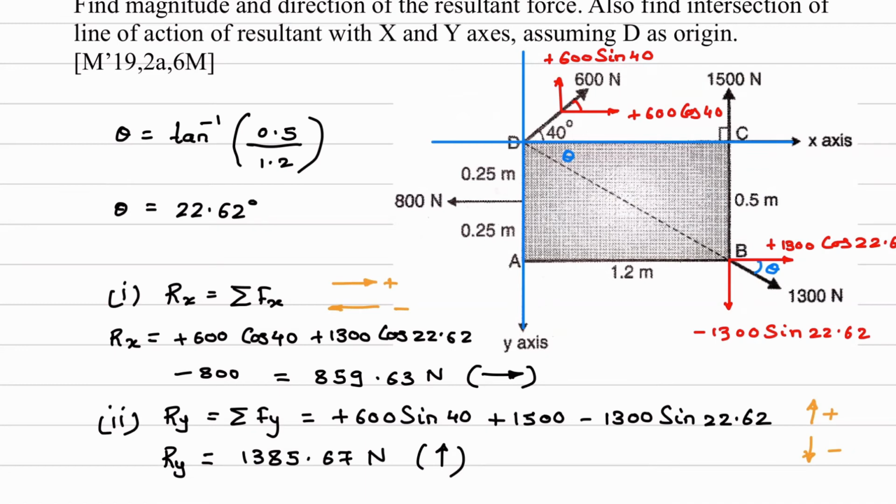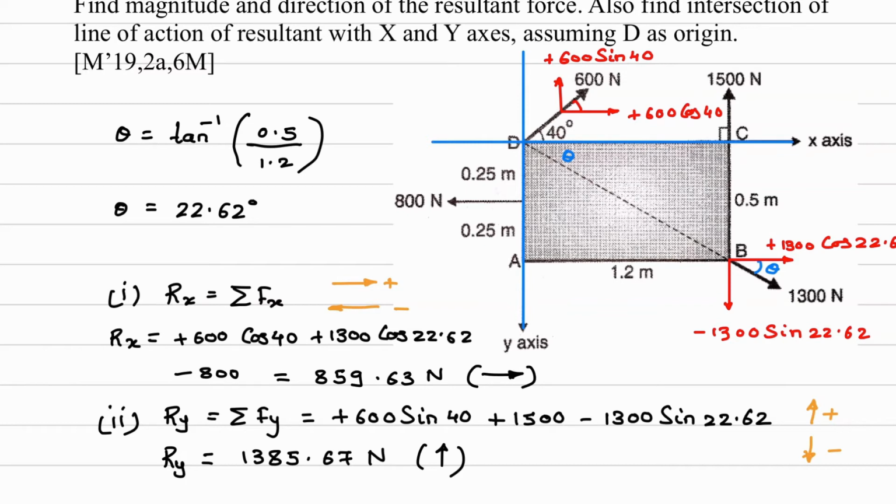Next force, if you see 1300 Newton. Now if you extend the line of action of 1300 Newton force, it is given in the question. It passes through which point? D point, na? So what will be moment of this 1300 Newton force? It will be 0. Why? Because line of action of 1300 is passing through point D. Now you can understand this in one more way. Okay, I'll just explain you that way.